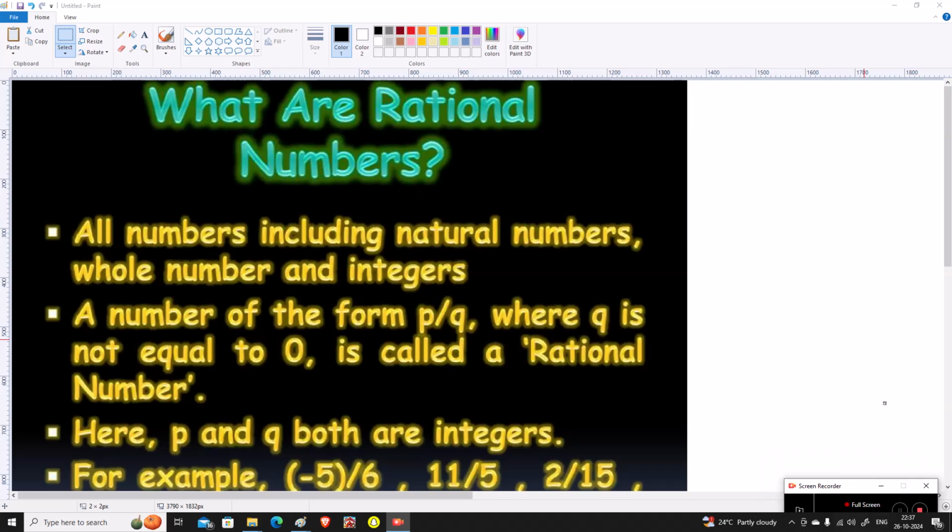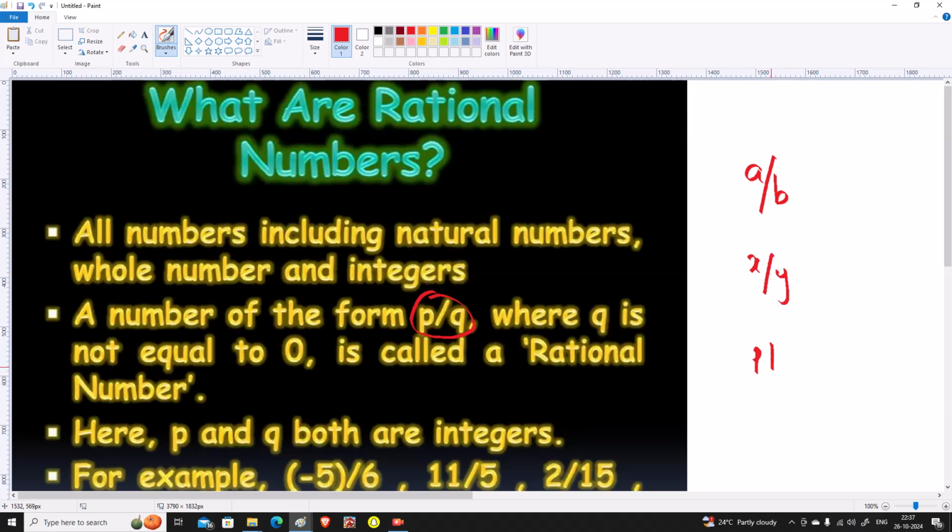Any number which can be written in the form P by Q. You may be confused about what a P by Q is. P by Q is nothing but a numerator and a denominator. It may be written in the form A by B, X by Y, P by Q. This is just for example. In the place of A and B, we can substitute some other number.